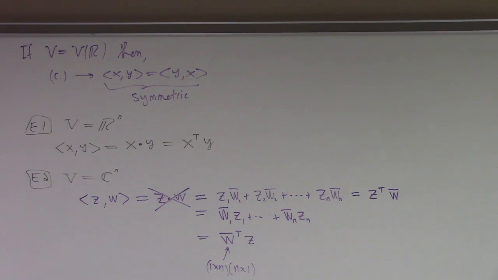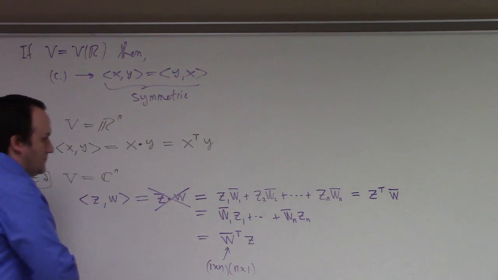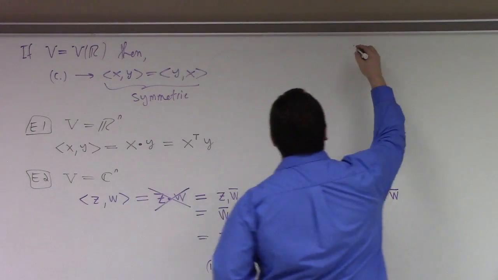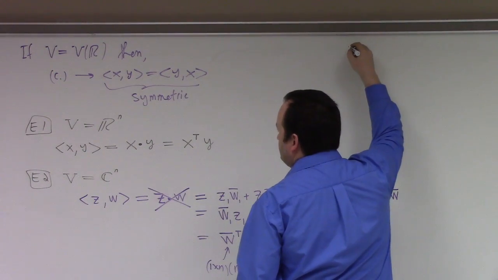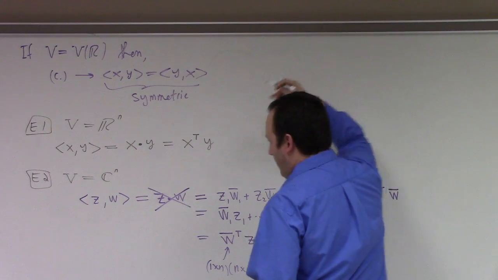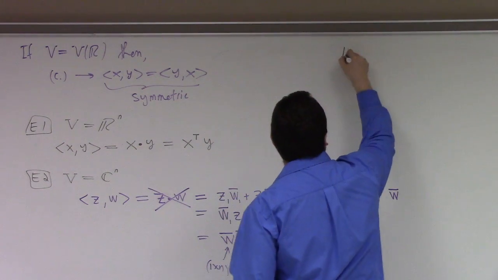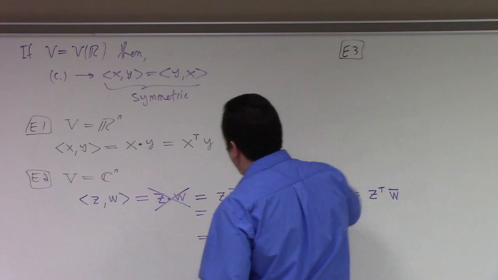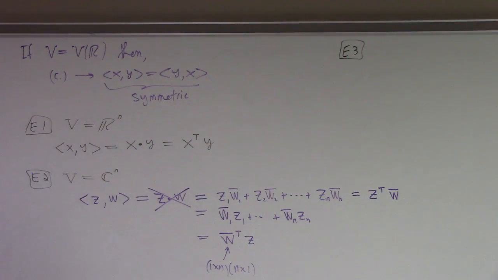Now, so can you, let's see here. Example 3. Oh, can you see why that's positive definite before I go on? Where am I? Oh, there it is.